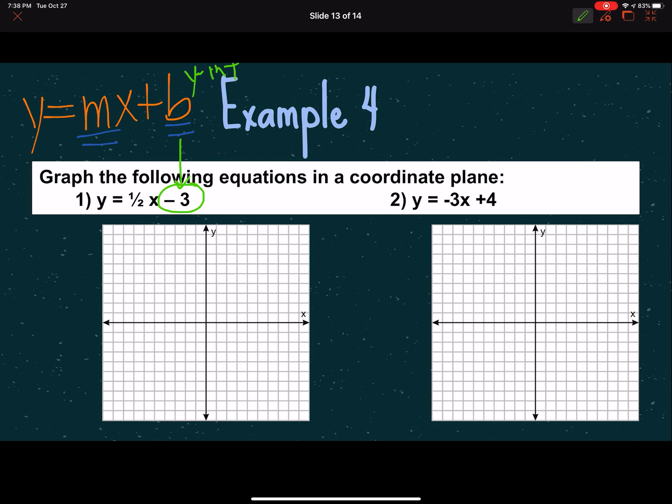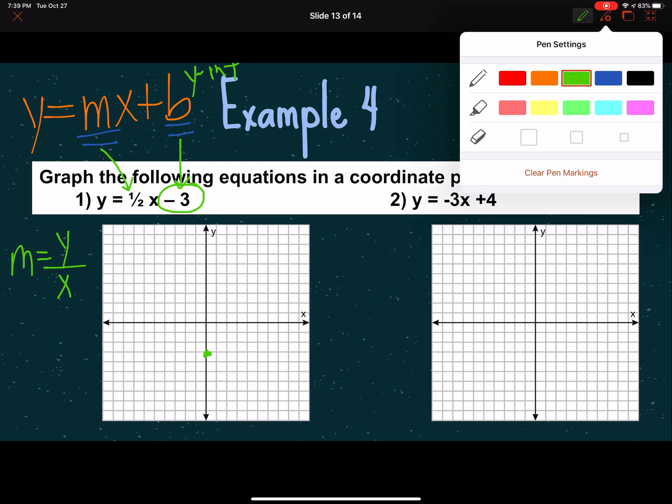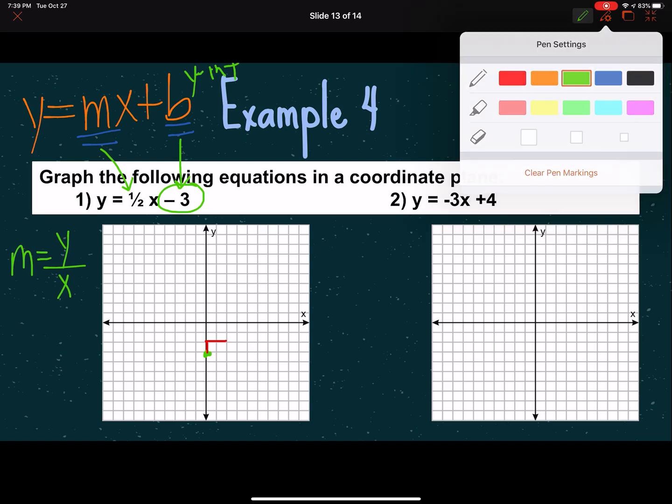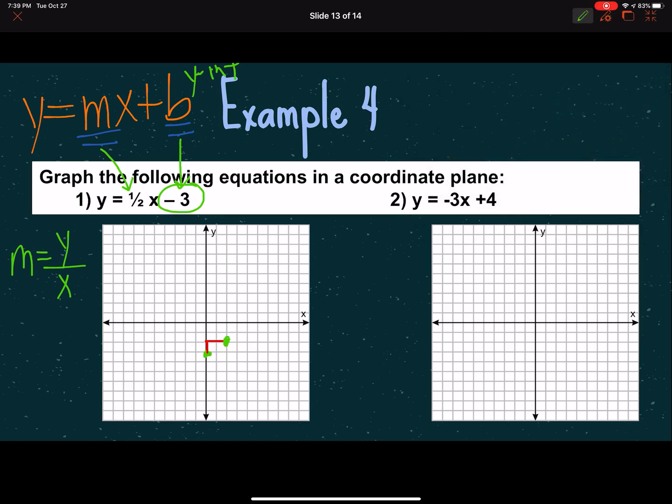So I'm going to come to my y-axis and go down 3 units to negative 3. That's my first point. Now I'm going to look at my slope, which is positive 1/2, and think about slope as the change in y compared to the change in x. So from my y-intercept, I'm going to count up 1 unit, over 2 units, and I'm going to put my next point there.